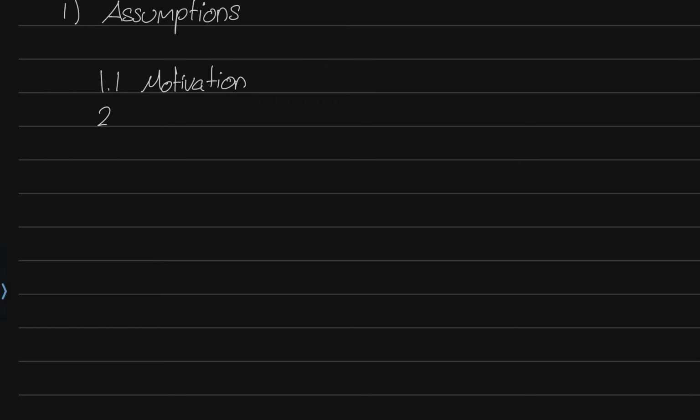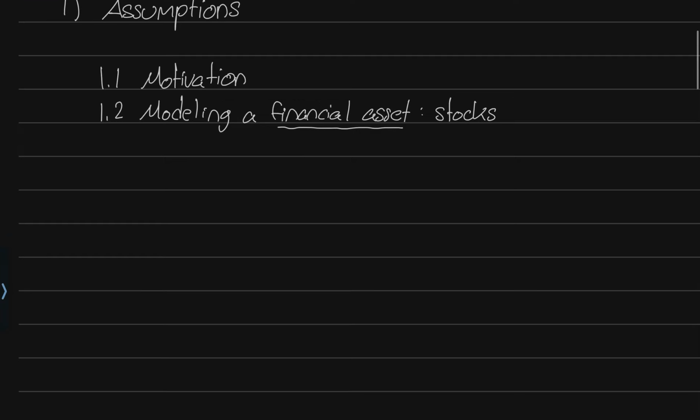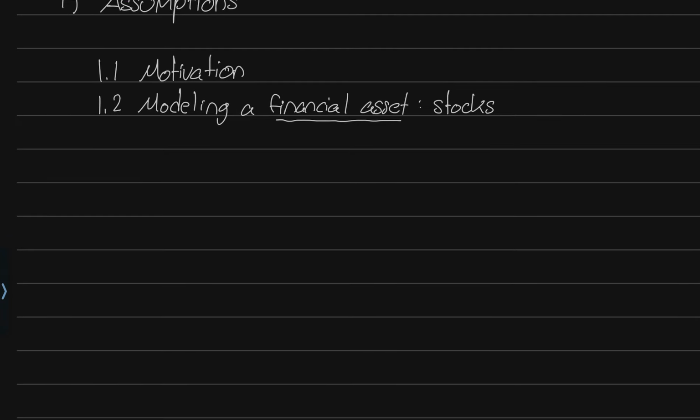And then in 1.2, we're going to be going over how to model a financial asset. Now, the definition scope of a financial asset could be many things. It could be commodities, interest rates, so on and so forth, right? But specifically, we're going to be talking about just the underlying stocks in this specific video set. So that's going to be our definition of a financial asset.